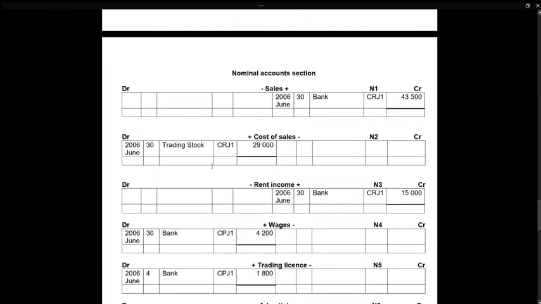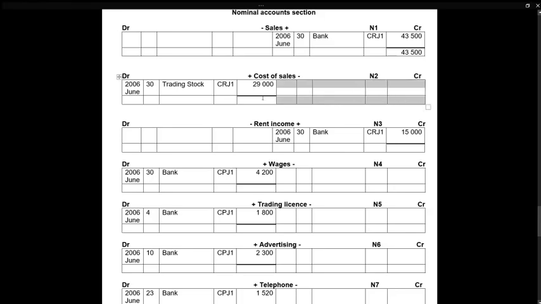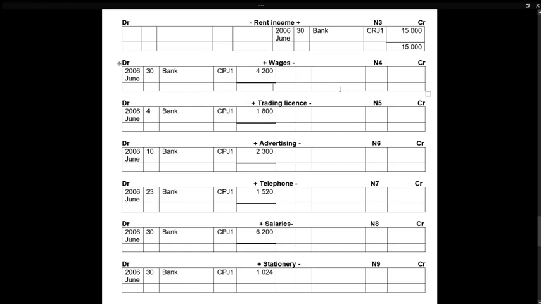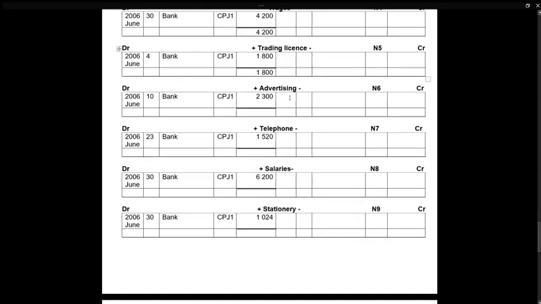Let's do the nominal account section. Now there's some things that will be a bit different here. First of all, a shortcut: if one side is empty in your nominal account section, you are allowed to only total. Okay, 43,500, you are done. Okay, cost of sales, yes, my one side is empty, 29,000, done. Rent income, my one side is empty, therefore we are done. Wages, one side is empty, done. I'm going to do the same for all of them since my one side is empty.